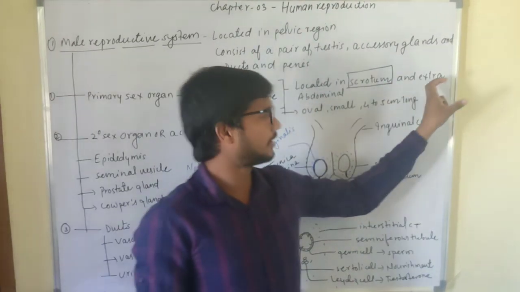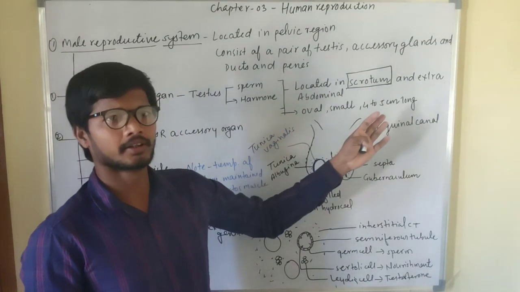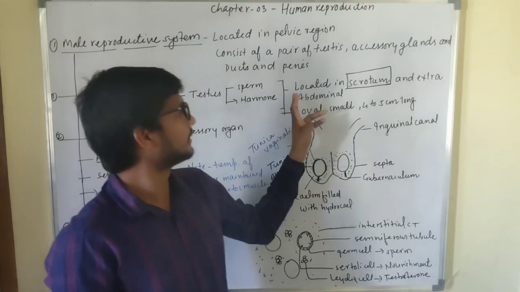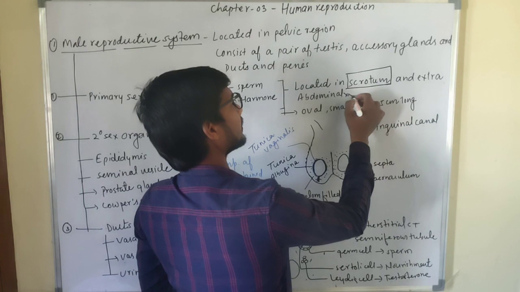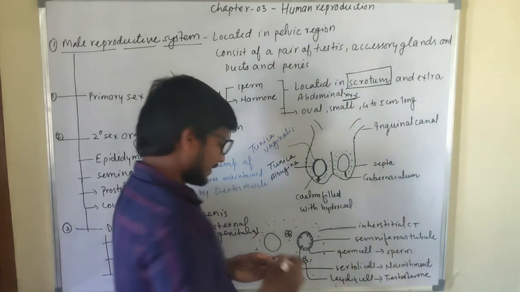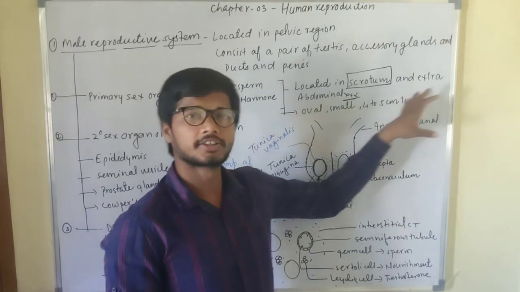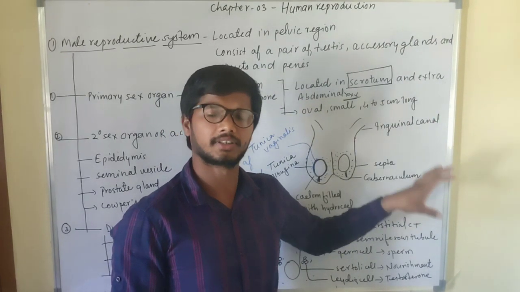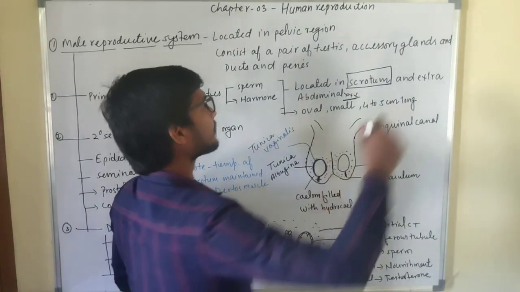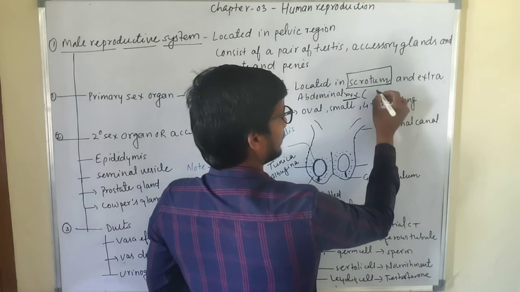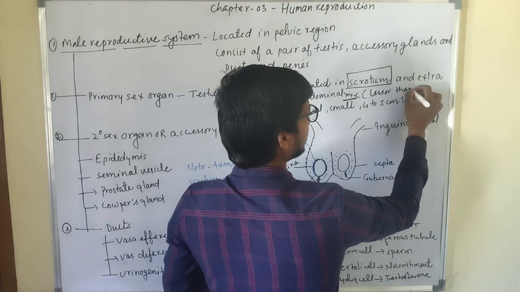During embryonic development, the testis is inside the body, but later on it descends into the scrotum, and so it is extra abdominal. Questions always come from here: why is the testis extra abdominal? The testis is extra abdominal because it favors spermatogenesis, since spermatogenesis needs a lower temperature than the body temperature. So in the scrotum the temperature is lower than the body temperature.